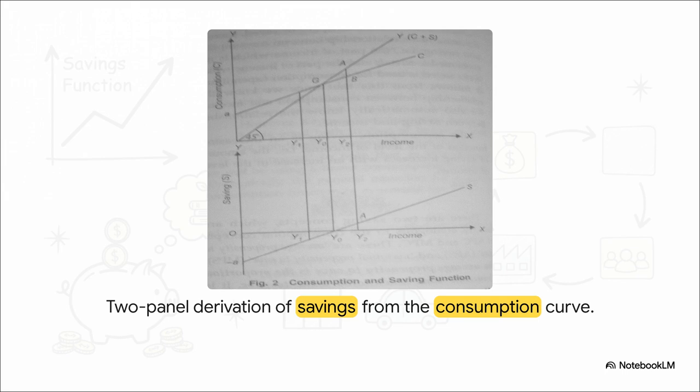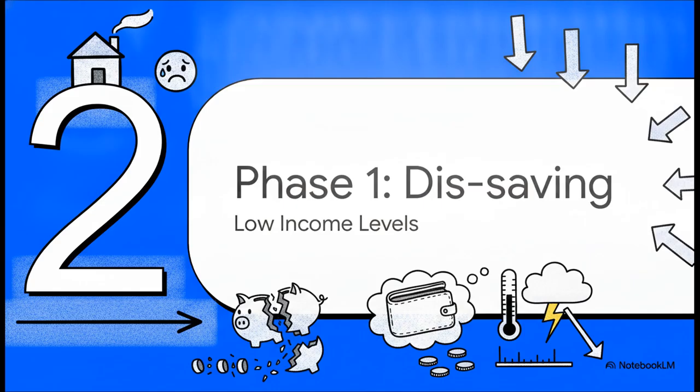And here's the crucial thing to keep in mind. Because income can only ever be consumed or saved, that whole Y equals C plus S rule we just talked about, the bottom panel has to be a perfect mathematical mirror of the top panel. The gap between the 45-degree income line and the consumption line up top literally dictates exactly what the savings line is doing down below.